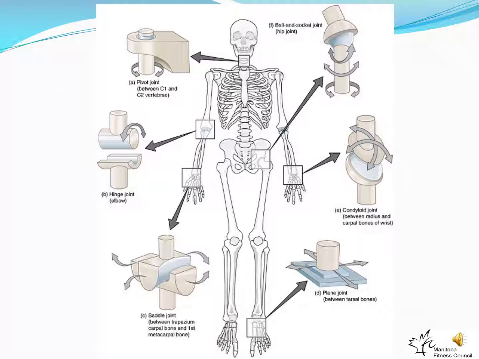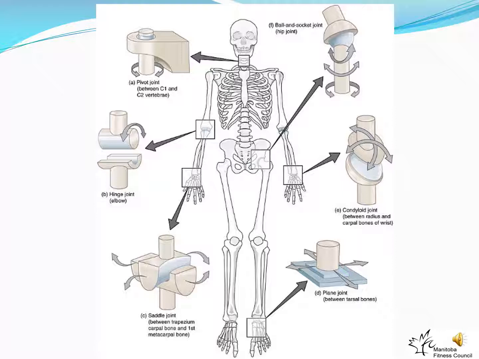The other one you should be very familiar with is going to be our ball and socket joints, so like our hip joint. See how you can move in multiple directions. Our condyloid joints, these are going to allow movement in two different directions. They're actually using the difference between your radius, remember the radius bone that goes towards the thumb, and your carpal bones. Your carpal bones are your wrist bones.